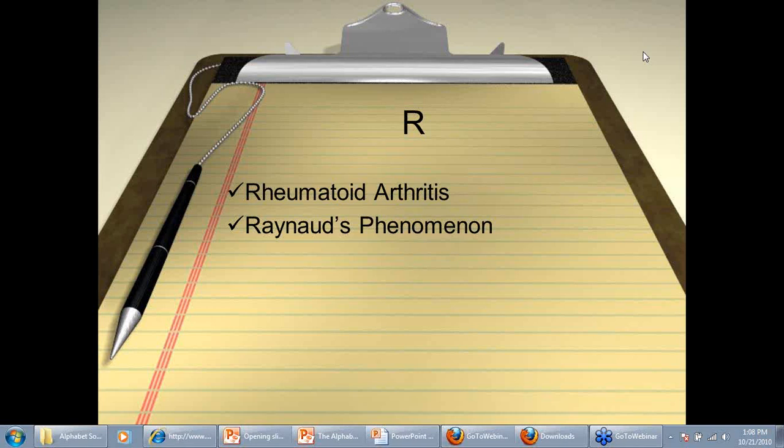But we see this a lot in the autoimmune diseases, but we can also see this a lot in patients who don't have autoimmune disease. So Raynaud's phenomenon does not necessarily have to accompany autoimmune disease, but we do see it a lot in patients with chronic fatigue syndrome. Next slide.